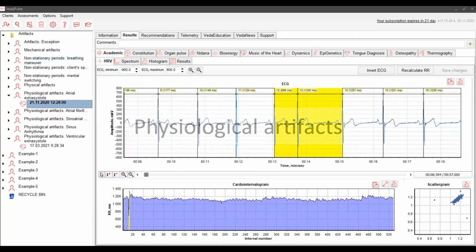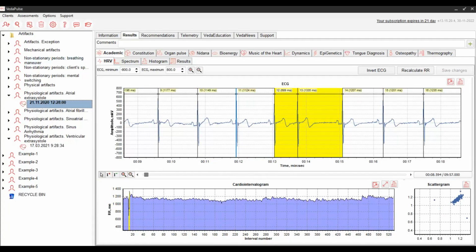Physiological artifacts. There are several types of artifacts related to physiology of the heart. The first of them is extrasystole. This is premature excitation and contraction of the heart. Extrasystoles can be atrial, in which the ectopic focus of excitation is in the atria, and ventricular, the impulse for which comes from the left and right ventricles of the heart.